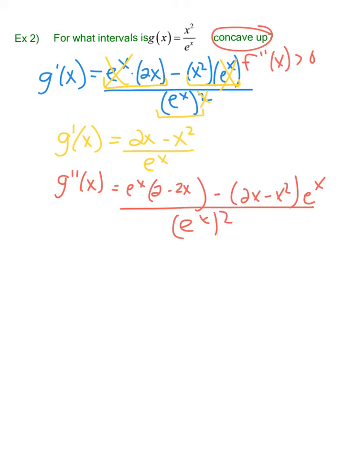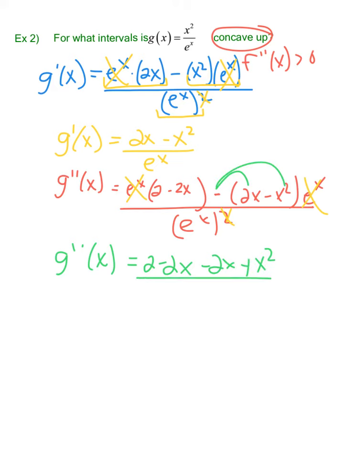And just like before, we can cancel a common factor of e to the x from all of them. So our second derivative, I'm going to simplify along the way. So our second derivative will be 2 minus, so distributing that negative again will give us negative 2x plus x squared all over e to the x, and then just rewriting it one more time so we're clear. The second derivative is going to be x squared minus 4x plus 2 all over e to the x.